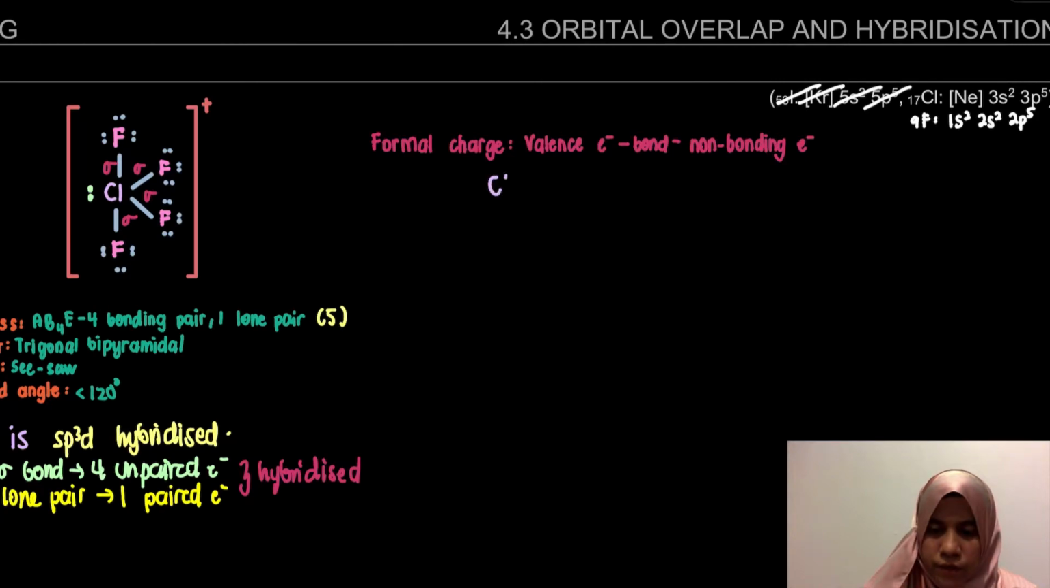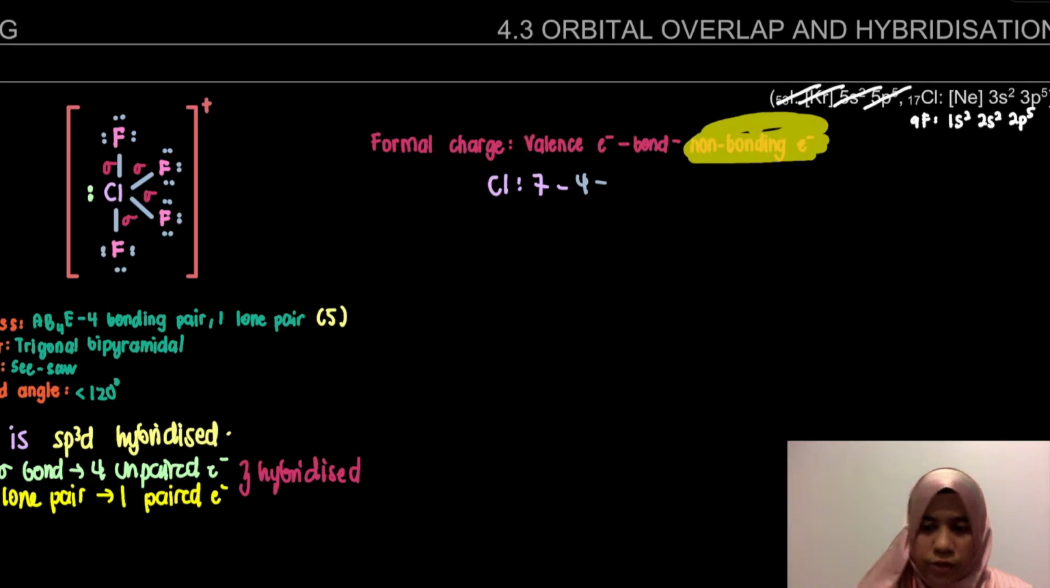Chlorine ada 7 valence electron minus number of bond dia 1, 2, 3, 4. So, minus dengan 4. And then, does it have any lone pair tak? Dia ada bukan lone pair, non-bonding electron. So, non-bonding electron dia ada 1, 2. So, it has 2. So, minuskan dengan 2. So, we will get positive 1.